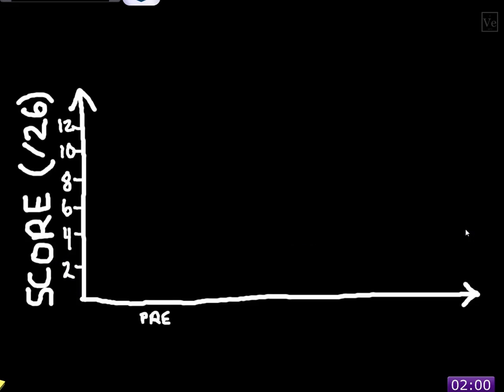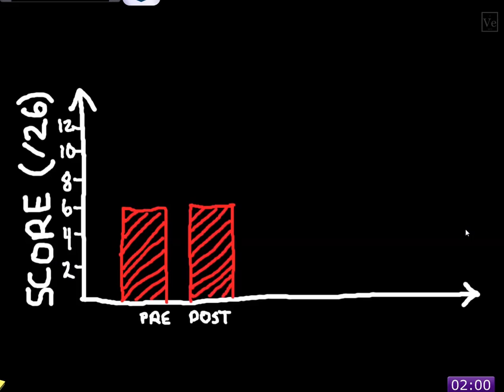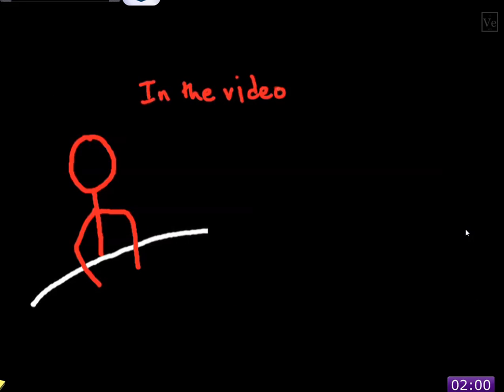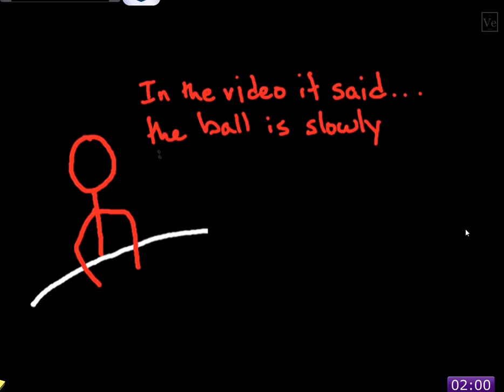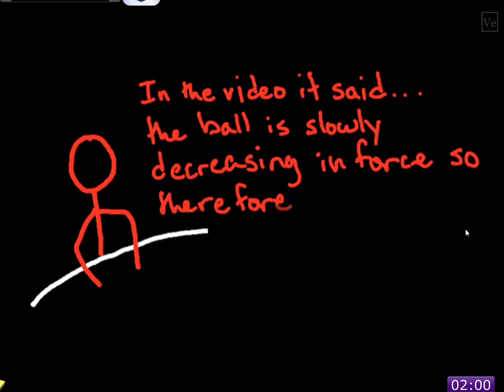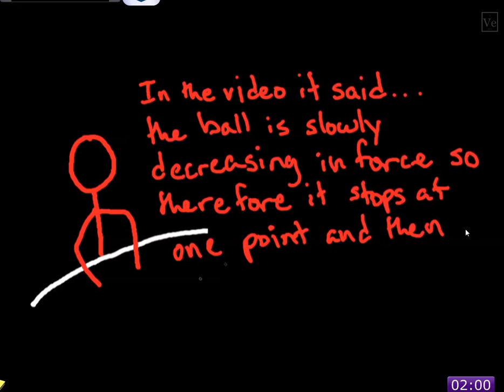On the pretest, the average score was 6.0 out of 26. And after the video, the average was 6.3. Well, what was going on? I dug deep in interviews to find out. It turned out students did not even correctly remember what was presented in the video that they had seen a few minutes earlier. One recalled, "In the video it said the ball is slowly decreasing in force, so therefore it stops at one point and then comes down."